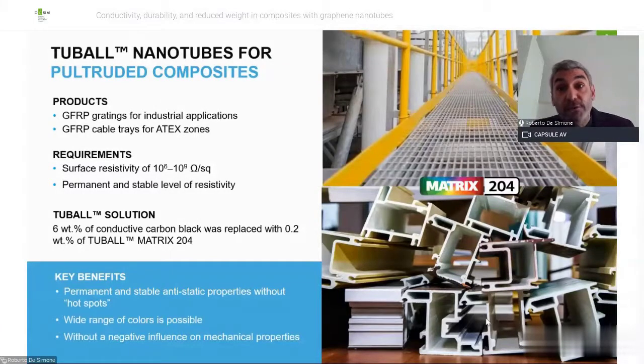keeping, obviously, the possibility to have different colors, because, for example, gratings could be used in different paths inside a plant, a nuclear plant for example, just to distinguish the different kinds of areas inside the plant. And obviously, a range of colors is a sensitive topic in this case. You have no influence on mechanical properties.